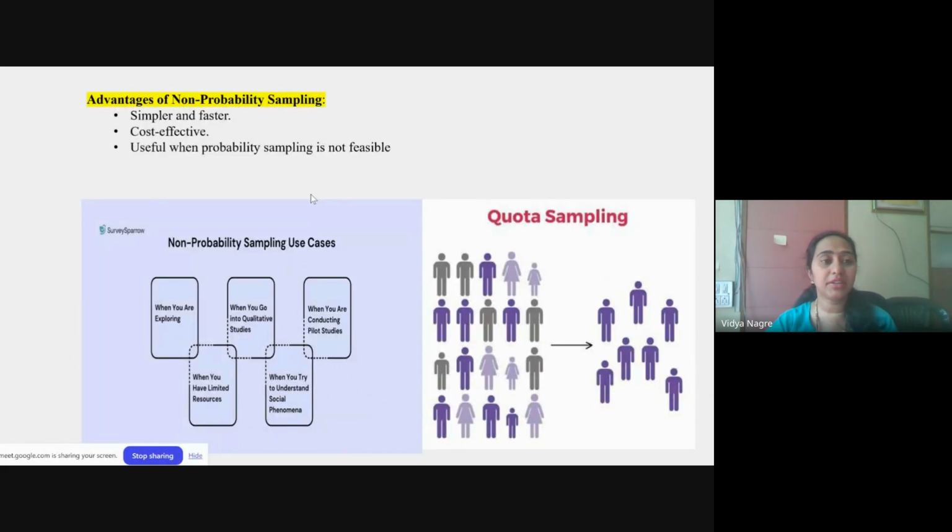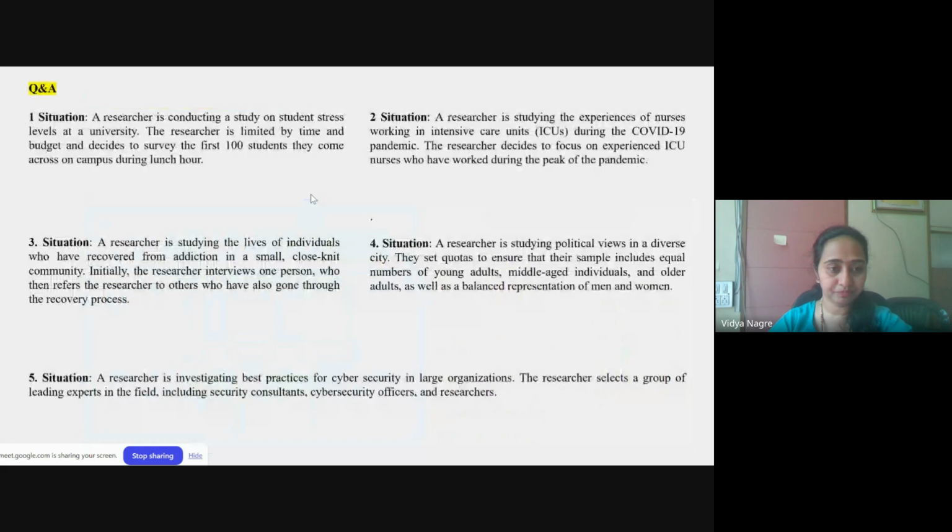There are some advantages of non-probability sampling: it is very simple and very fast, because easiest access is preferred. It is very cost effective and useful when probability sampling is not feasible. It is quick, easy, reachable, achievable. So in this way, you do the quota sampling.